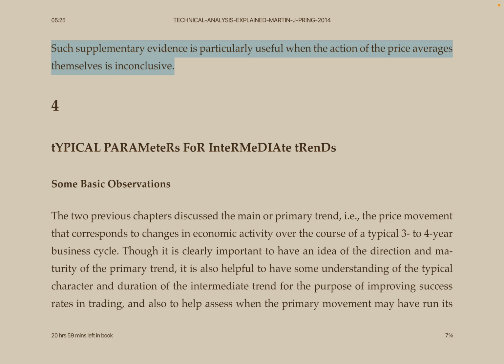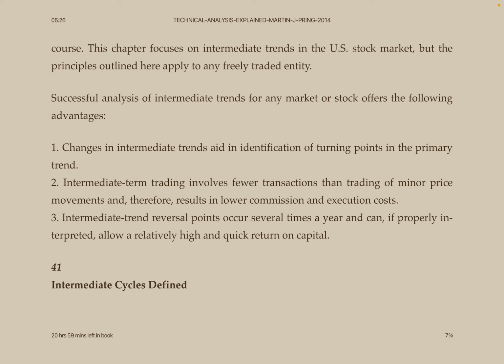Though it is clearly important to have an idea of the direction and maturity of the primary trend, it is also helpful to have some understanding of the typical character and duration of the intermediate trend for the purpose of improving success rates in trading and also to help assess when the primary movement may have run its course.